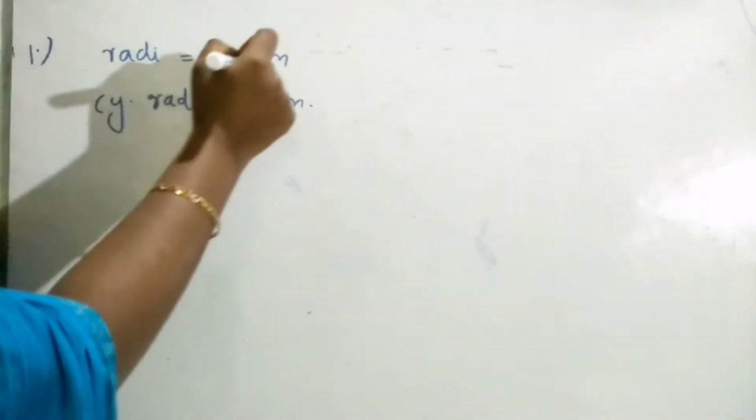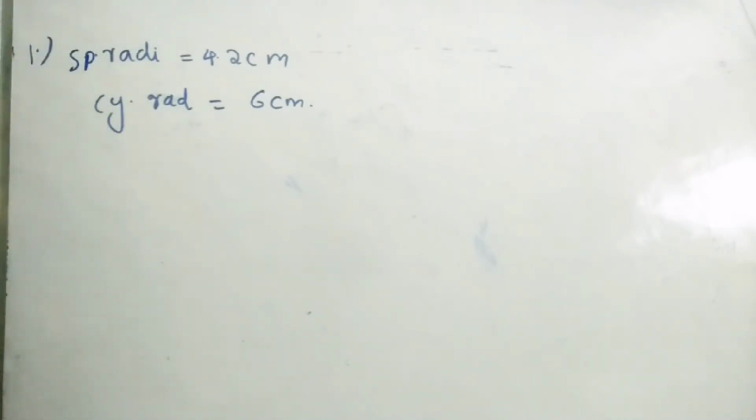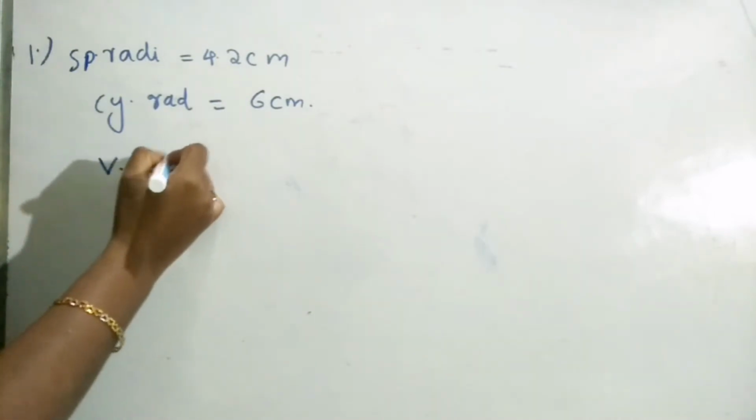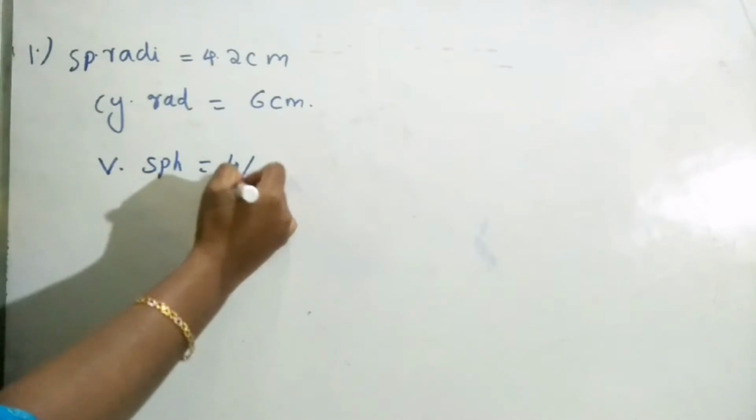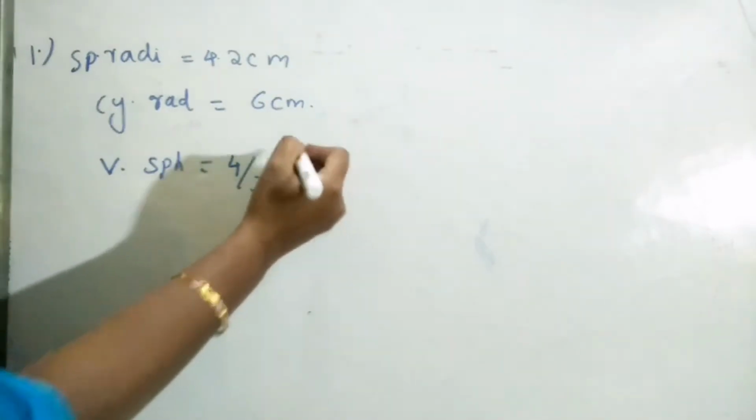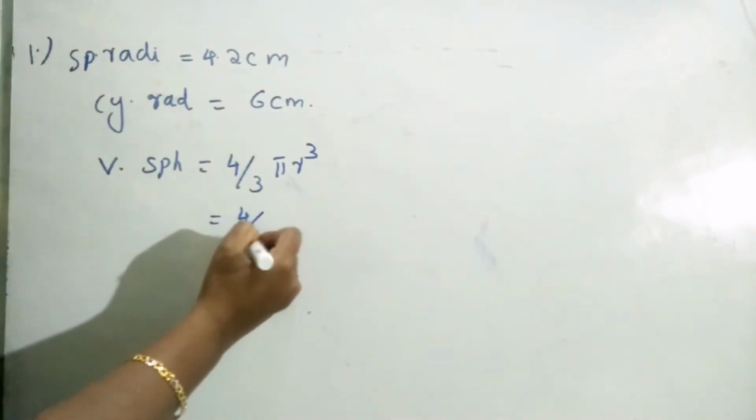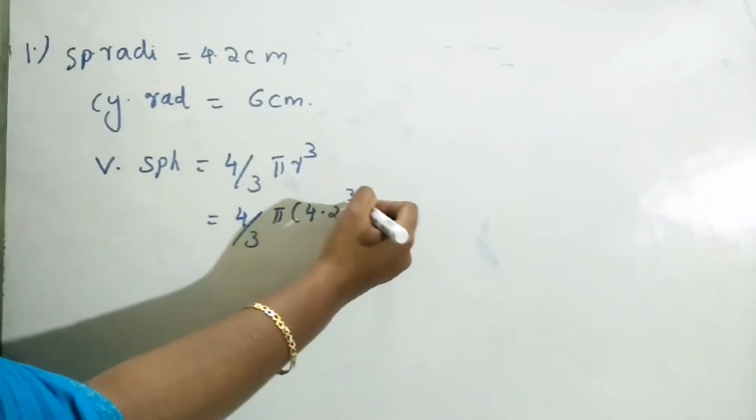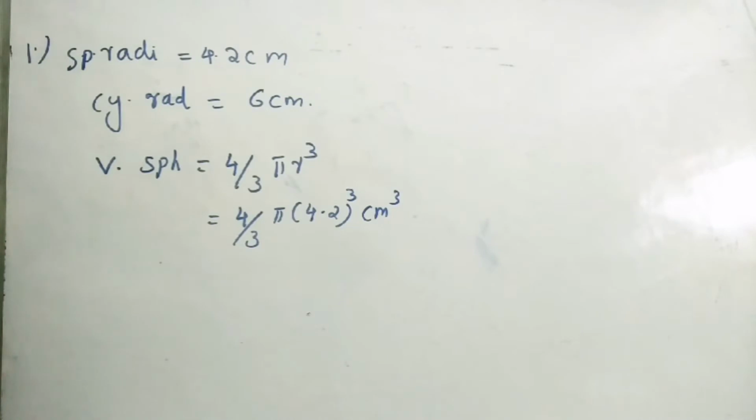Since the radius of the sphere is 4.2 centimeter, the volume of the sphere is, what is our formula? 4 by 3 pi r cube. Volume of the sphere is equal to 4 by 3 pi r cube, that is equal to 4 by 3 pi into (4.2) cube centimeter cube. This is the volume of our sphere.